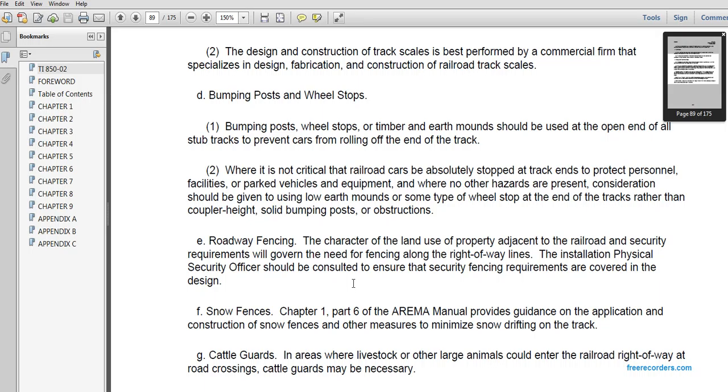E. Right of way fencing. The character of land use on the property adjacent to the railroad and security requirements will govern the need for fencing along the right of way. The installation physical security office should be consulted to ensure the security fencing requirements are covered in the design. F. Snow fencing. Chapter 1, Part 6 of the AREMA manual provides guidance on the application and construction of snow fencing and other measures to minimize snow drifting on the track.